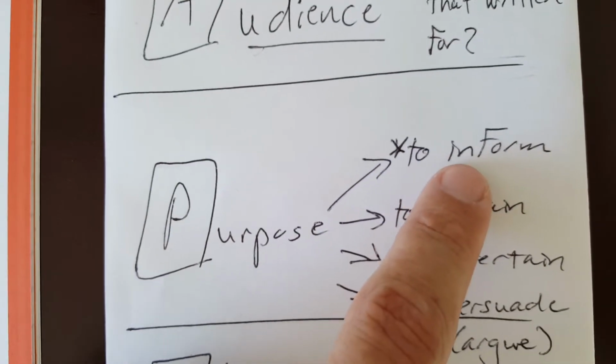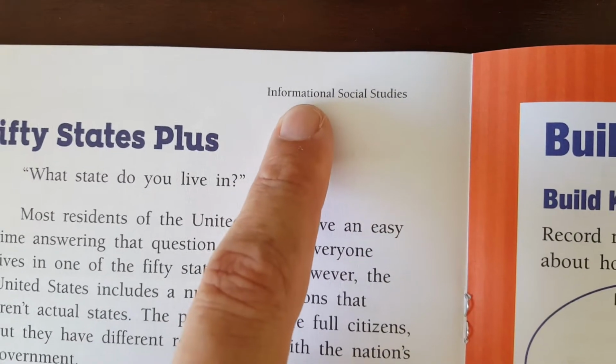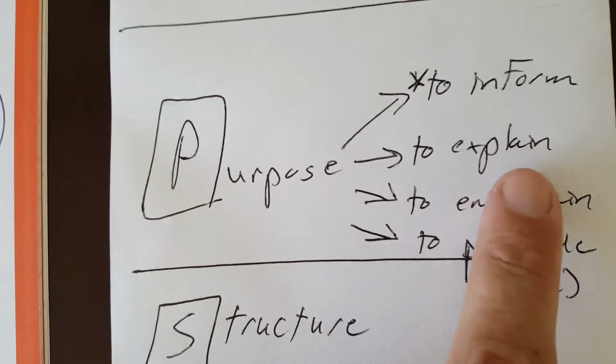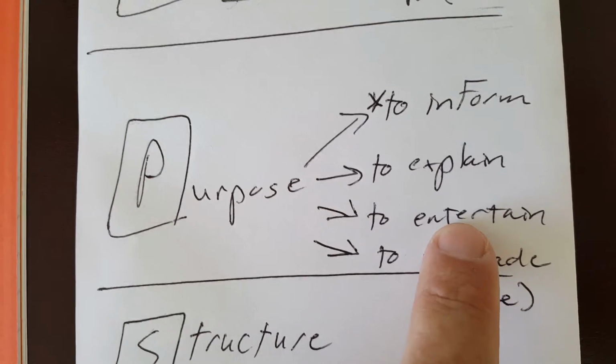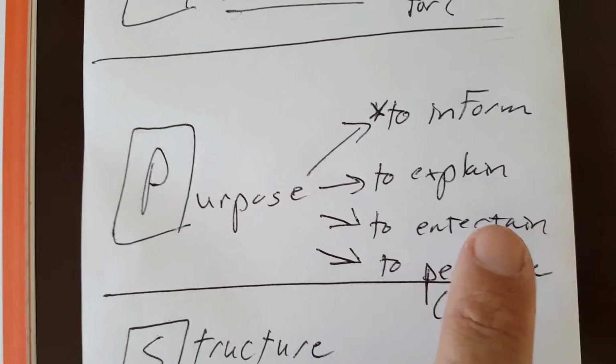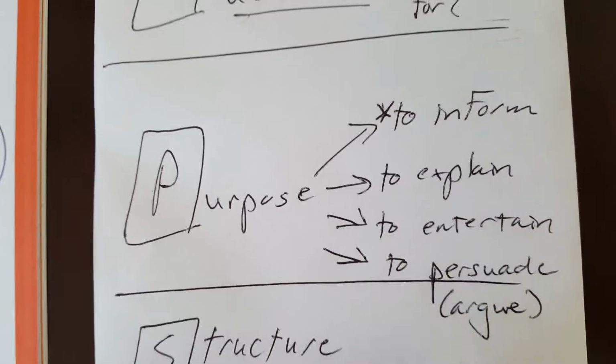This one, it's to inform. It's like your social studies book. Right here, the authors even give it to you. It's informational social studies. So other types of reading: to explain, those are science books. To entertain, those are your fun little stories that have a plot and there's a climax and then it ends with the character learning something.